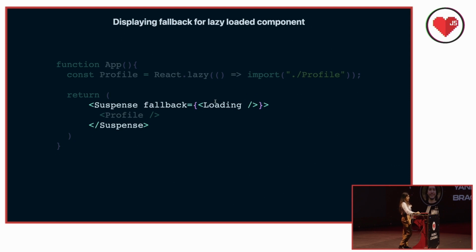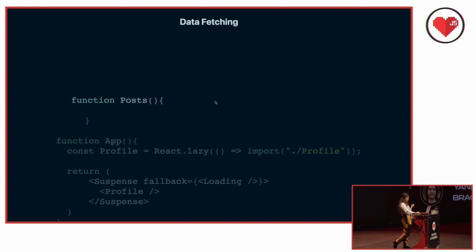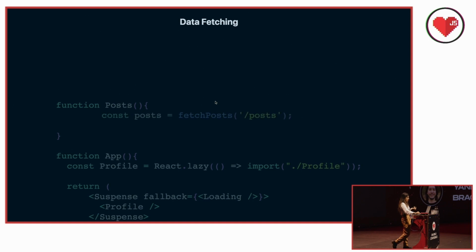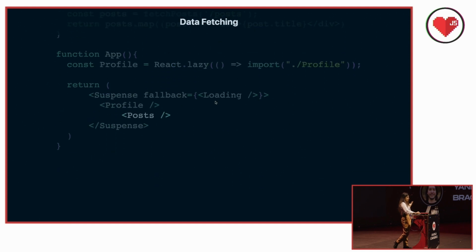Another big use case of Suspense, for which Suspense got really popular, was data fetching. So let's say there is another component, Posts, which fetches a bunch of posts and returns them. Now, I also want to display the posts. So what I can do is also wrap it inside Suspense. And now the profile and posts will get loaded. Suspense will show the fallback if both of these components are not completely loaded.